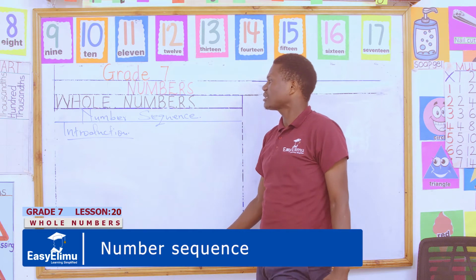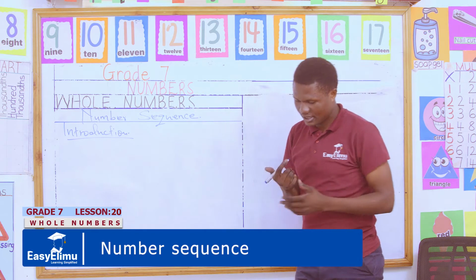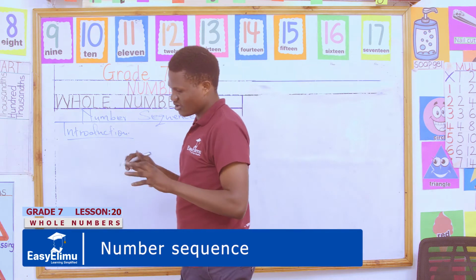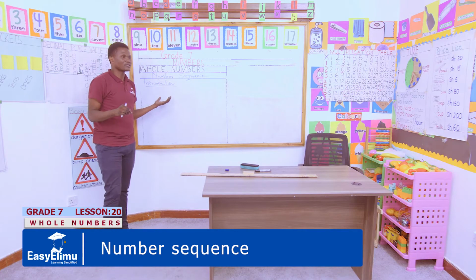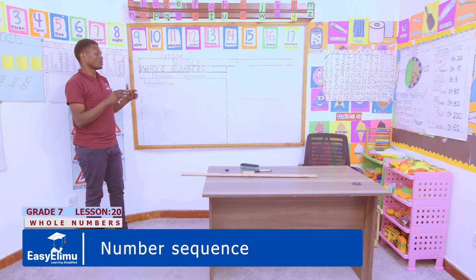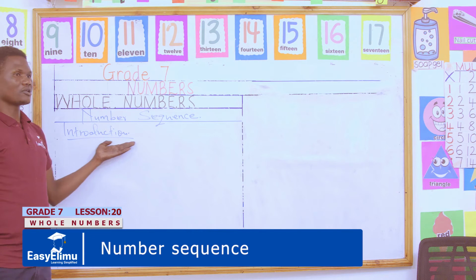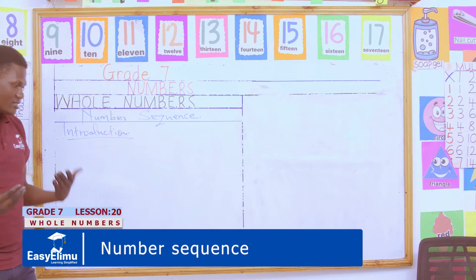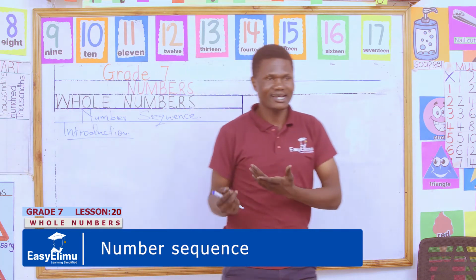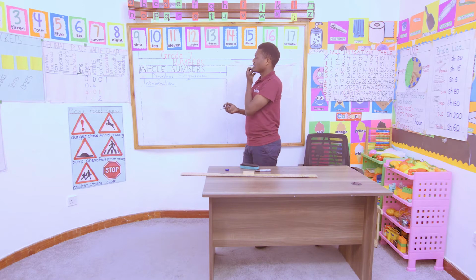One thing that I would like you to appreciate is that number sequence is a wide topic. At this level, we are just going to touch on it a little bit. You'll go deeper when you get to senior school, where you'll be discussing arithmetic progression, geometric progression, and all that. But at this juncture, all we are going to discuss are the basic sequences that we can come up with using the natural numbers.